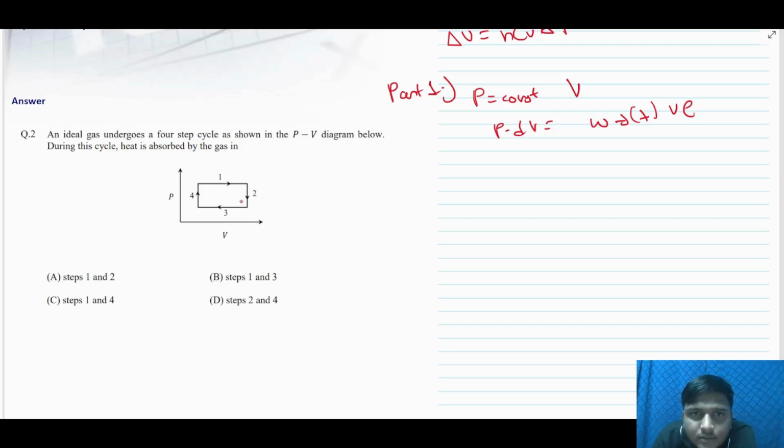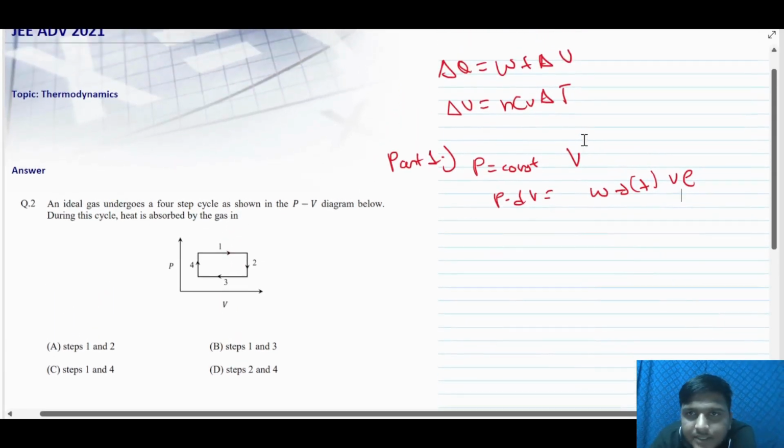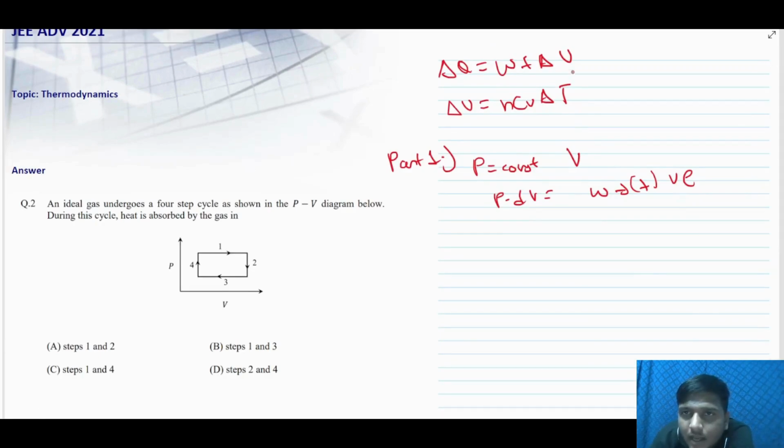As pressure is constant and volume is increasing, work done is positive here, and delta U is also positive because temperature is increasing. This shows that delta Q is positive and heat is being absorbed. So anyways, our option 1 is correct. In process 1, heat has been absorbed.